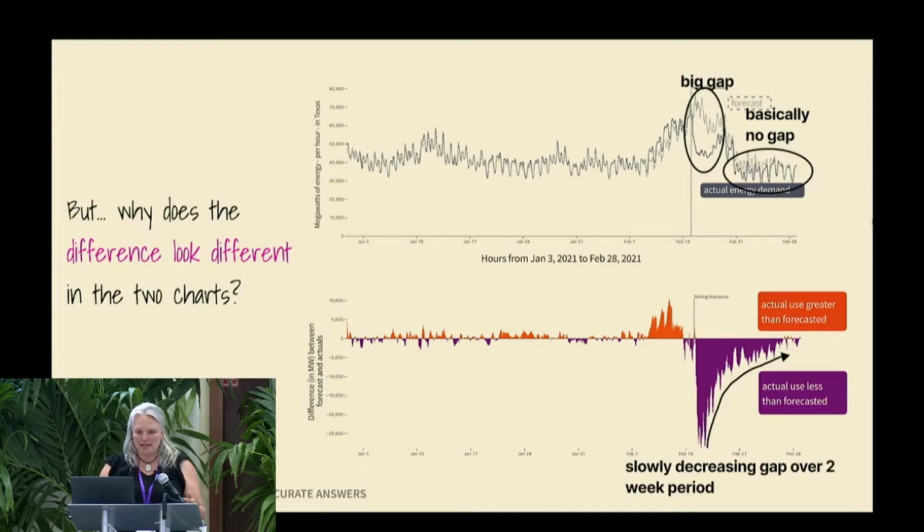But you might notice that the difference looks different. This is the same data. The bottom line is just the difference between those top two lines, the orange and purple. But in the top graph, I see a big, chunky area with a big gap. And then I see an area with basically no gap as far as I can tell, maybe a little bit. It looks tiny. On the bottom chart, I see this kind of nicely decaying, slowly decreasing gap over a 2-week period. This is the same data.